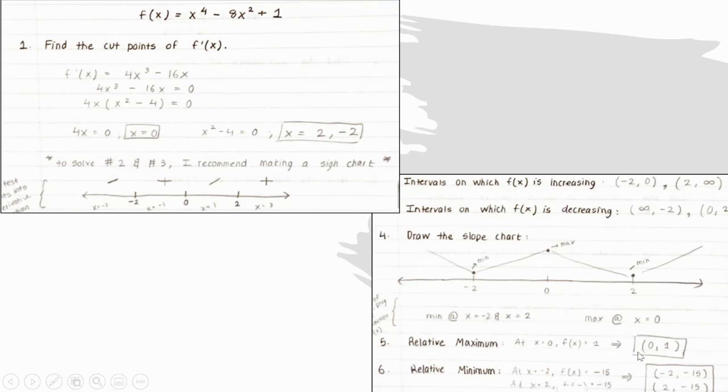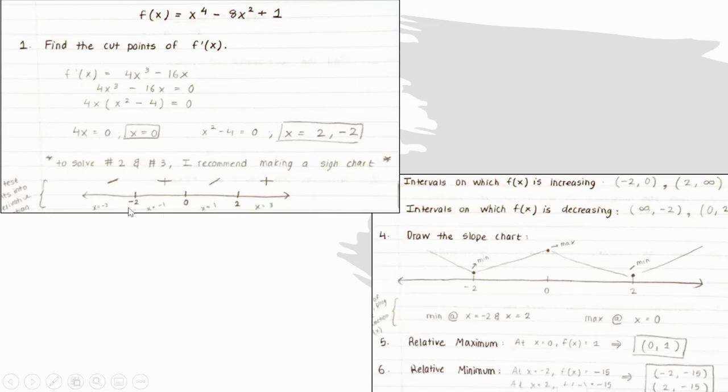So after that, when you want to find the y values of the cut points, or where there's a maximum or minimum, let's say we see that there's a maximum at x equals 0, make sure you plug the 0 into the original function, and then you'll get 1. Don't plug it into your first derivative.